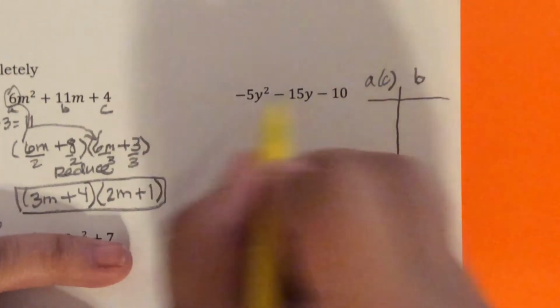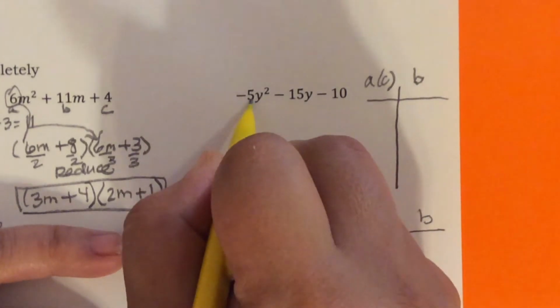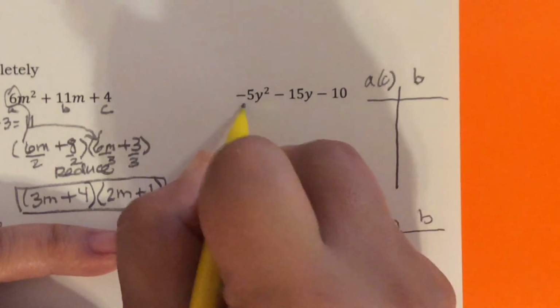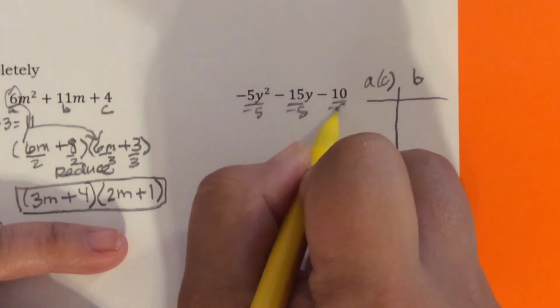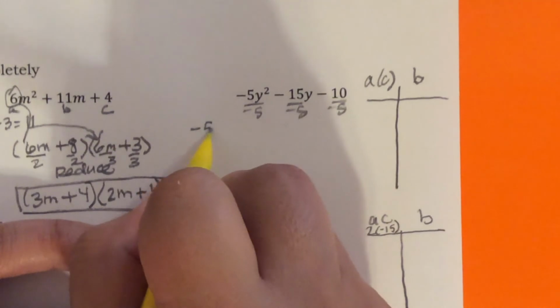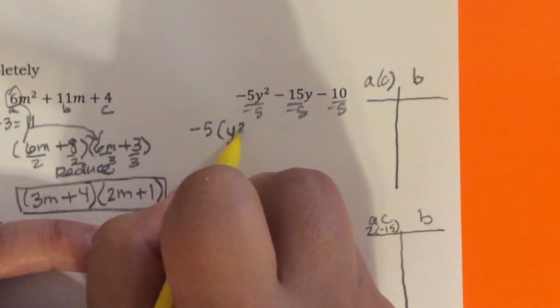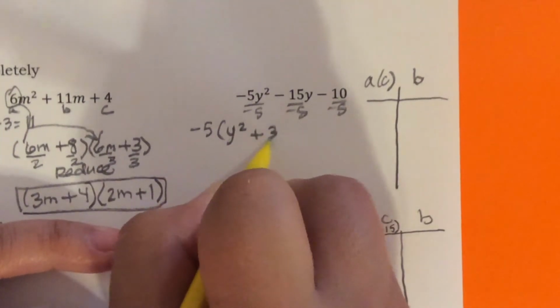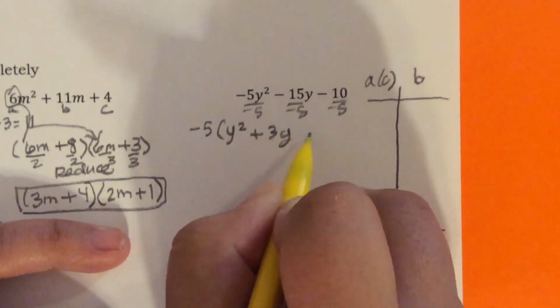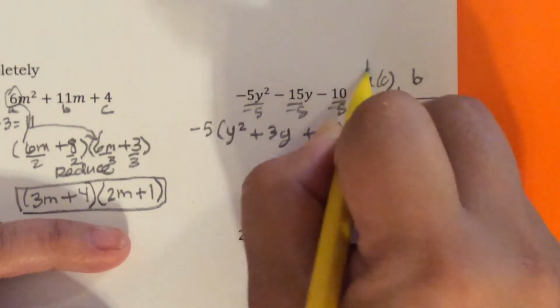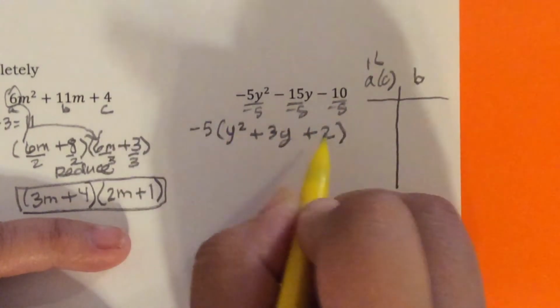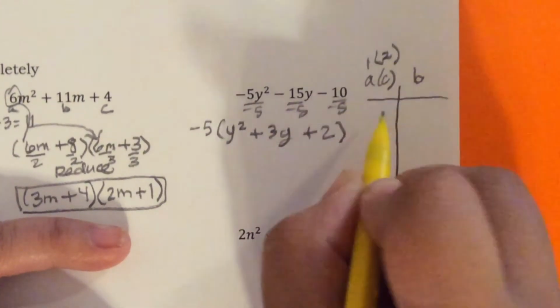First, before we multiply the A and C, notice that there's a negative 5 that goes into all of these. All of these can be divided by negative 5. So the greatest common factor, I'm going to take it out. And so now I have y squared plus 3y and then plus 2. So now my A is 1. There's a 1 right here. And your C is 2.